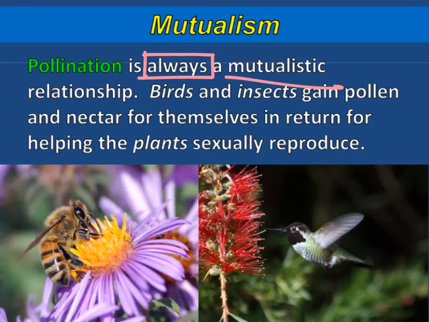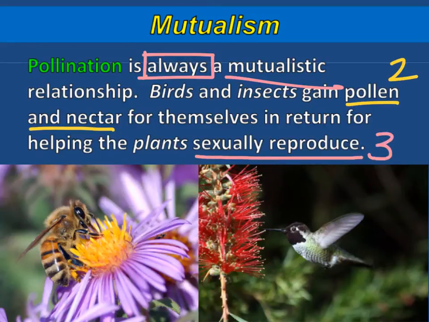Alright, on number 2, what do plants provide pollinators? Plants give pollinators pollen and nectar. That is on number 2. Pollen and nectar. On number 2A, what do pollinators help plants do? They help plants sexually reproduce. Number 2A, sexually reproduce.